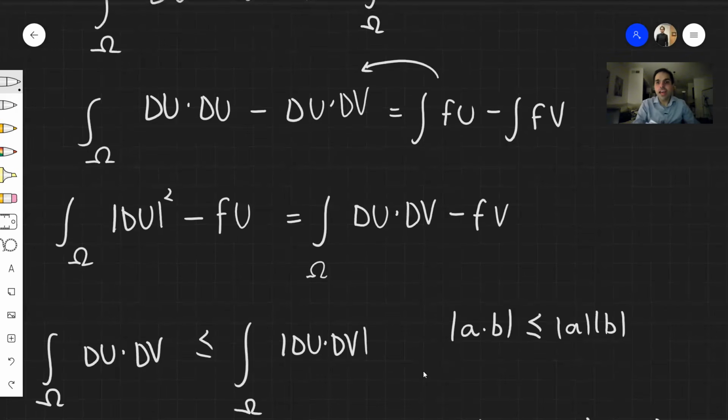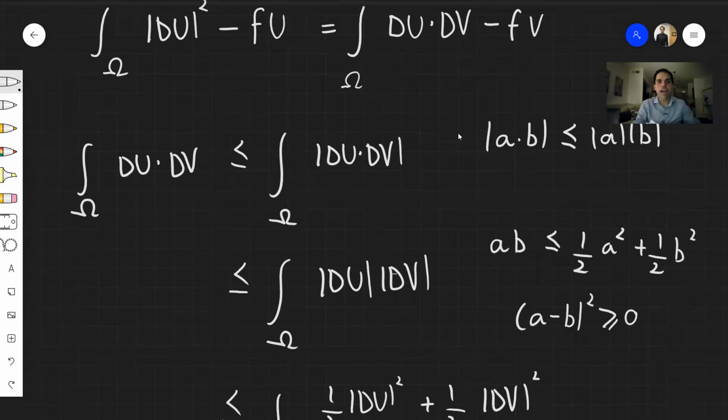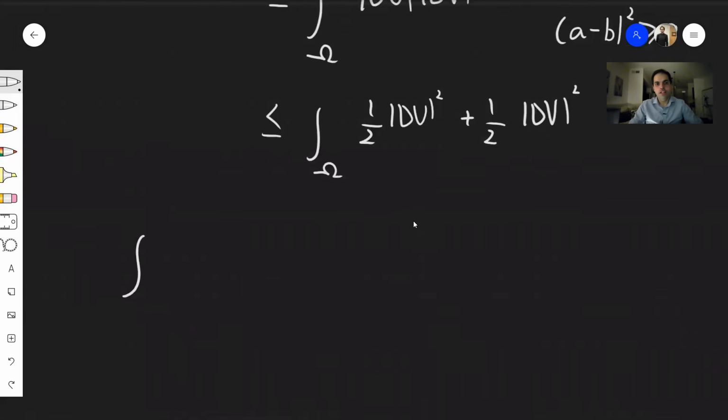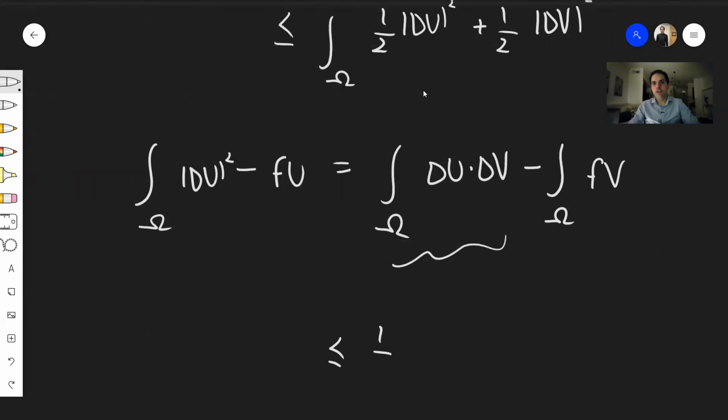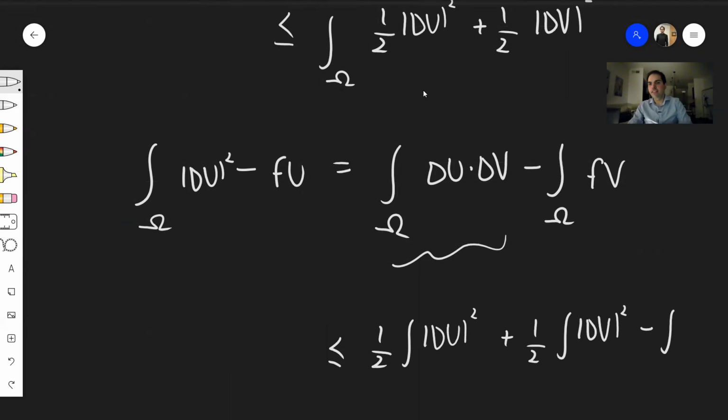All right, very good. And why is this useful? Let's come back to this thing here. So we had the integral of |du| squared minus fu. And so we get du dotted with dv minus the integral of fv. But now we found that this thing is less than or equal to 1/2 |du| squared plus 1/2 |dv| squared minus fv. And again, this is |du| squared minus fu.